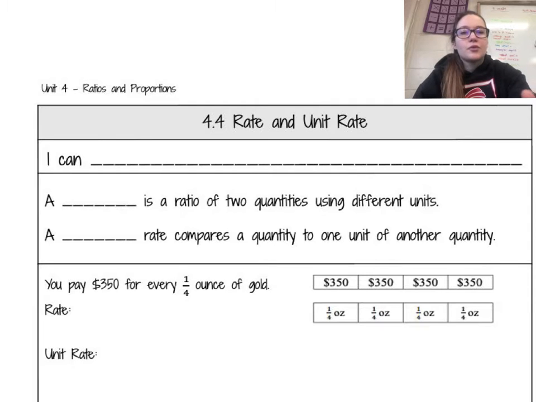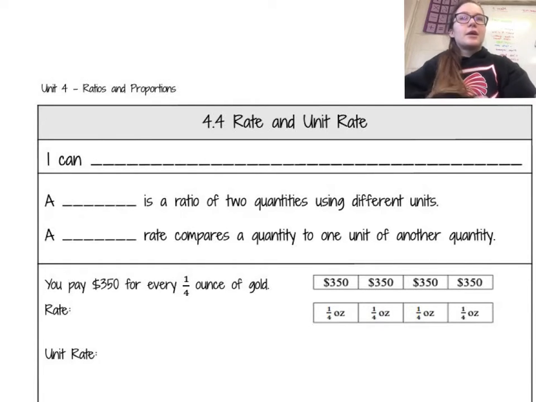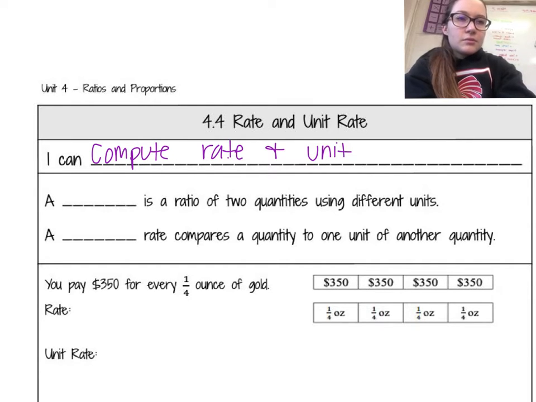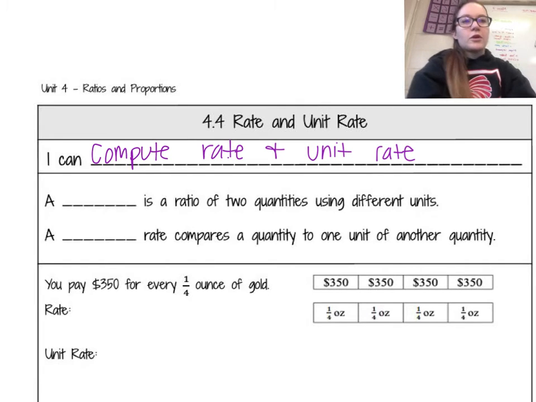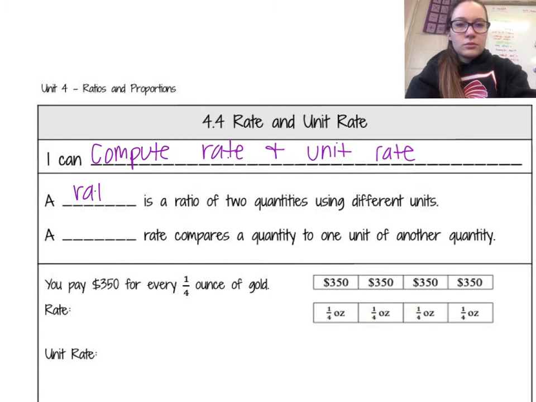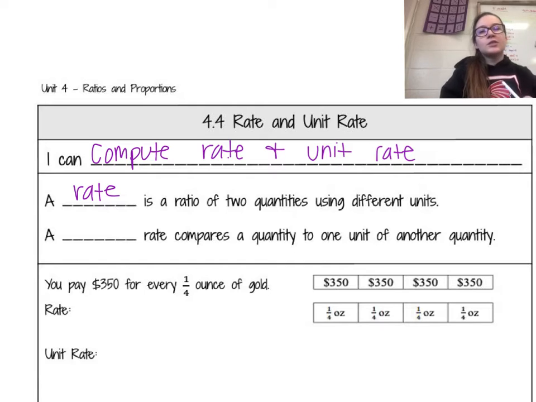So a rate, well, let's start with our I can statement. I can compute rate and unit rate, okay? So a rate is a ratio of two quantities using different units. So they charge you $50 for 4 hours of work. Hours and dollars are different units, okay?